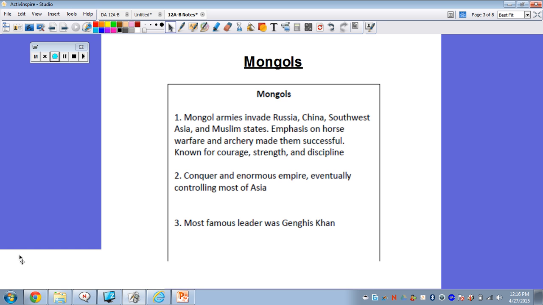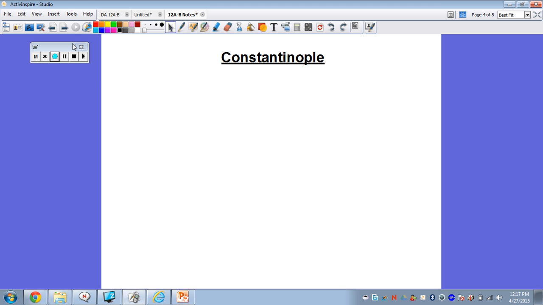Now the Mongols. Also, during this time period, the Mongol armies are going to invade Russia, China, Southwest Asia, and Muslim states. They have an emphasis on horse warfare and archery that makes them successful. They are known for courage, strength, and their discipline. They're going to conquer an enormous empire, eventually controlling most of Asia throughout the 1200s. Or the 13th century, as some people would refer to it. Their most famous leader at the time is Genghis Khan.